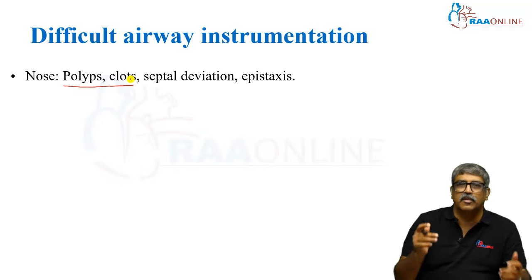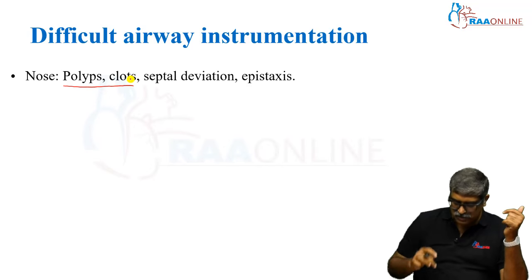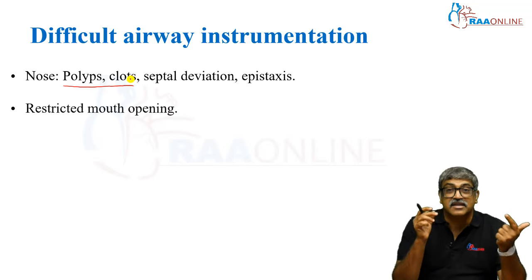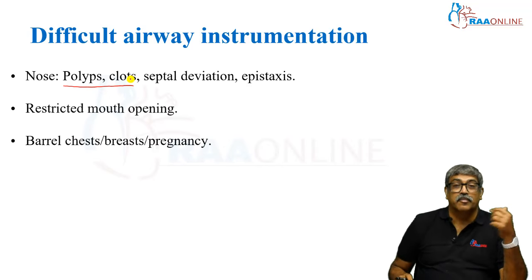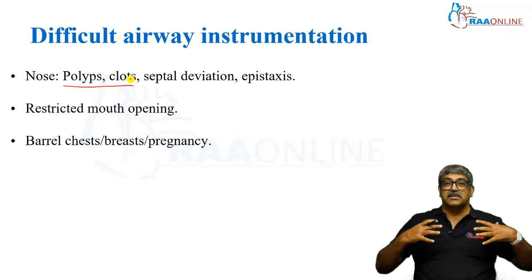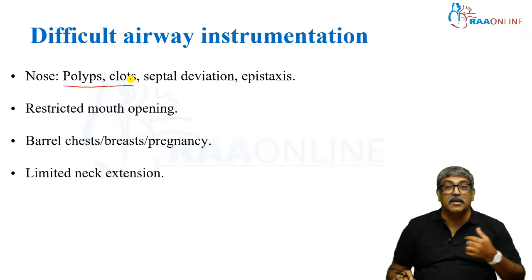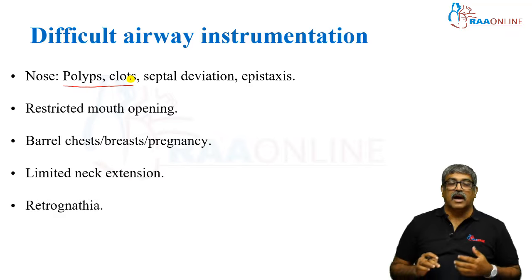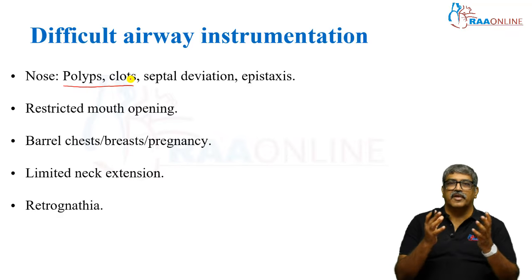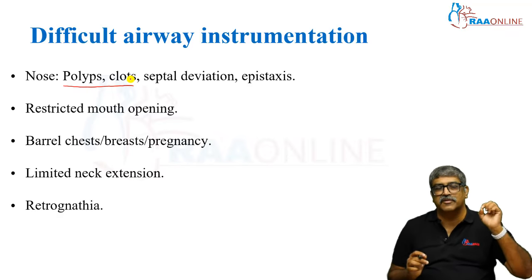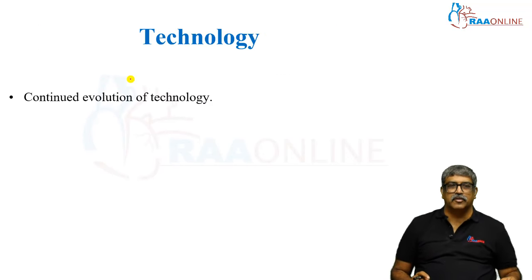Coming to difficult airway instrumentation, where it is difficult to pass the airway equipment: with the nose, the presence of polyp, a nasal clot, septal deviation or epistaxis; restricted mouth opening, presence of barrel chest, breast, pregnancy, limited neck extension and retrognathia. These are all the various airway anomalies which make it difficult to pass the airway equipment.